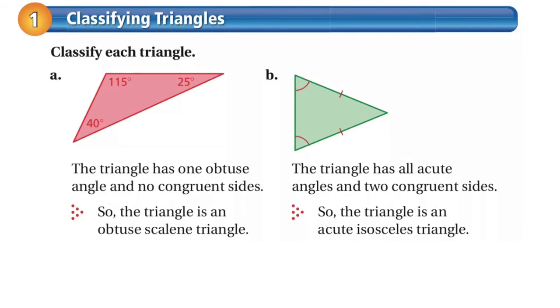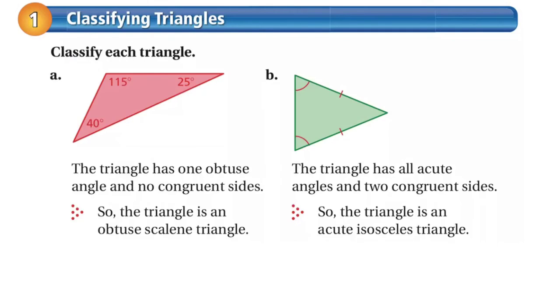For example 1 here, we have to classify the triangles. So we'll look at that red one first. We first will classify it by its angles. The largest angle here is 115 degrees, which is an obtuse angle. Therefore, this is an obtuse triangle.